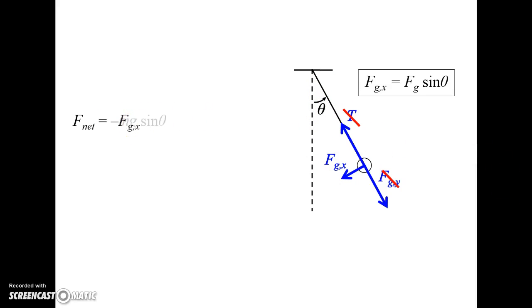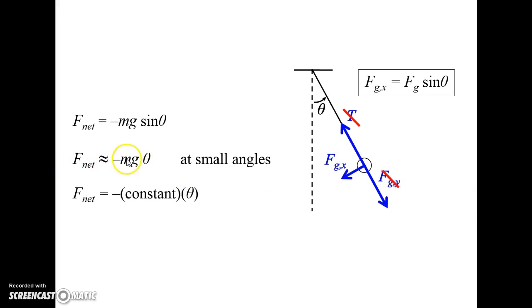When we plug in for FGX, mg sine theta, from here, what do we see? Look at this. Sine theta approximately equals theta at small angles. That's what we just learned in the last slide. So this satisfies the criterion, the condition, for simple harmonic motion. Specifically, here's the pendulum equation, it has the form of simple harmonic motion. Minus a constant times displacement is what the net force equals.